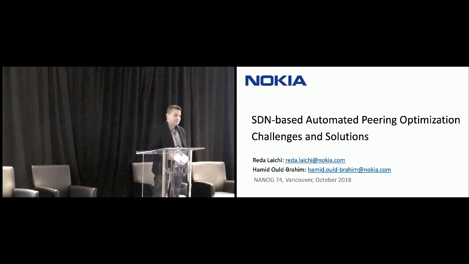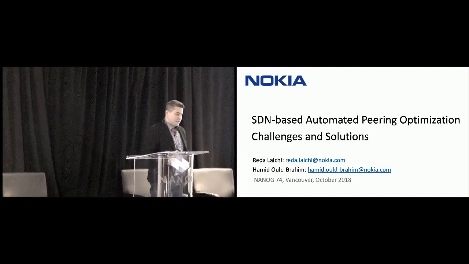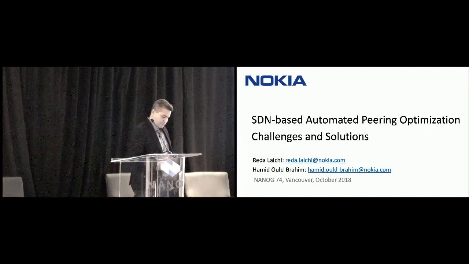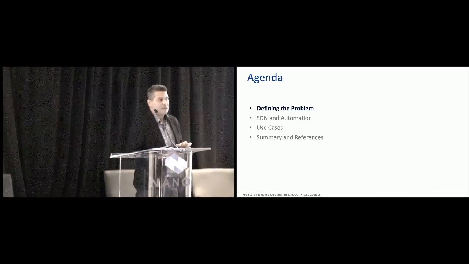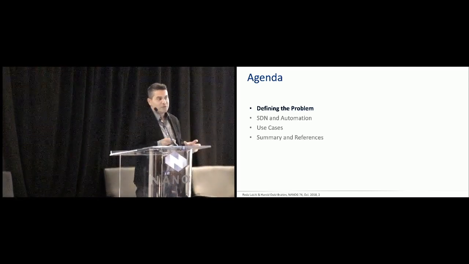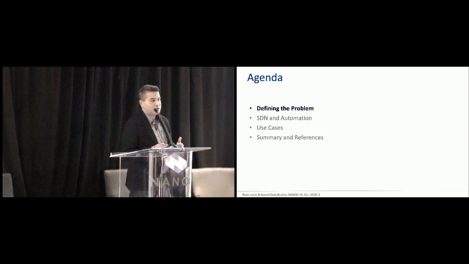Kind of picked today's topic about something that we strongly think is very important for the industry. In the next couple of slides, we're going to go over the challenges of dealing with optimizations, peering automation and optimizations, as well as proposing solutions, and also going through some use cases. So we'll start by defining problems, some of the role and capabilities of an SDN controller, and what kind of added value comes from bringing SDN to that solution.